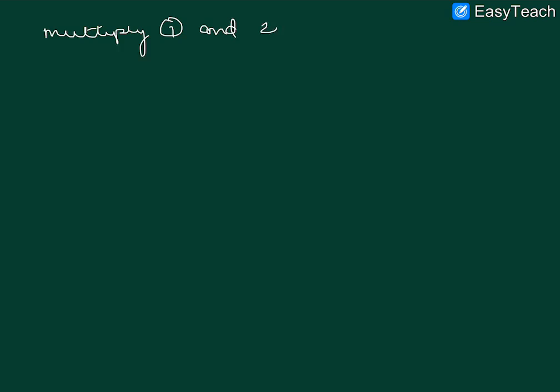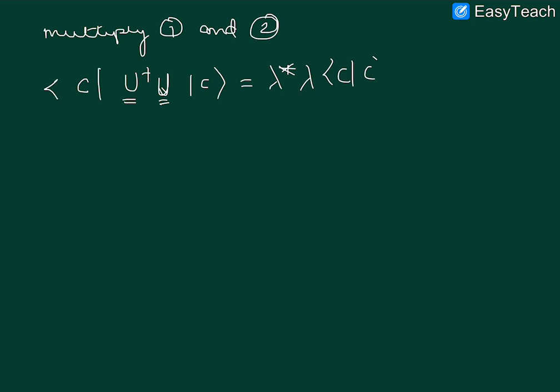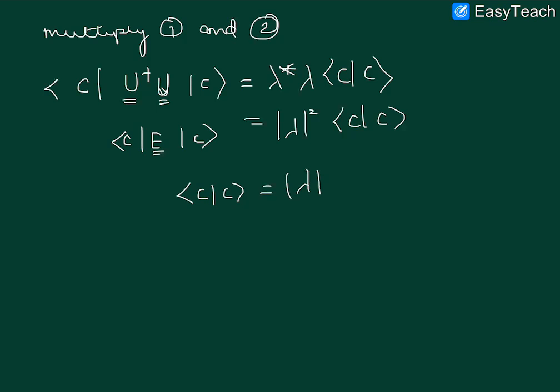Now we multiply 1 and 2, so the left hand side will be C dagger U dagger U C equals lambda star lambda C dagger C. Okay, and this will be nothing but lambda square. Alright, U dagger U is nothing but E, the identity, and E acting on any column vector will give the column vector itself. So it will be C dagger C lambda square.